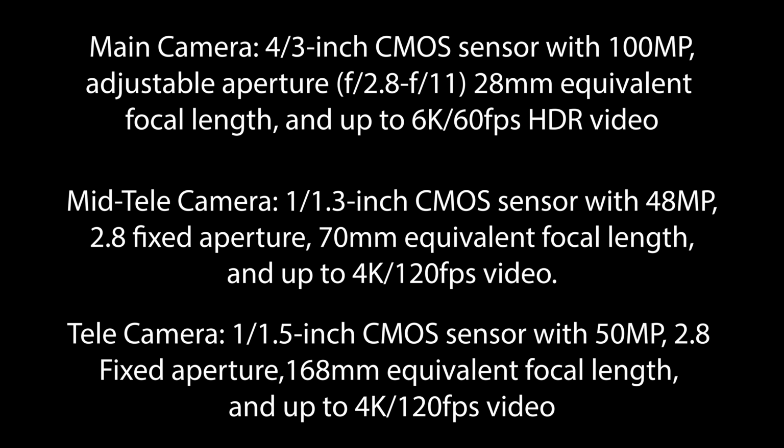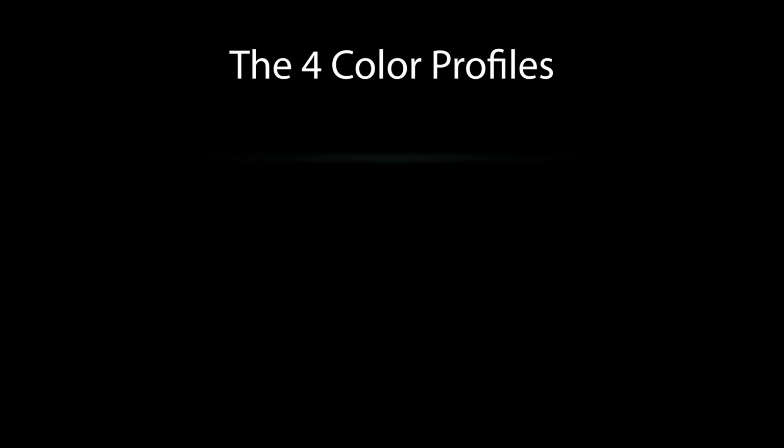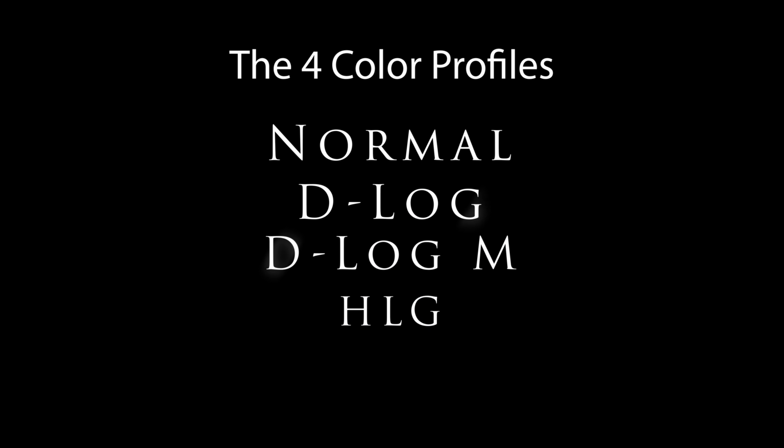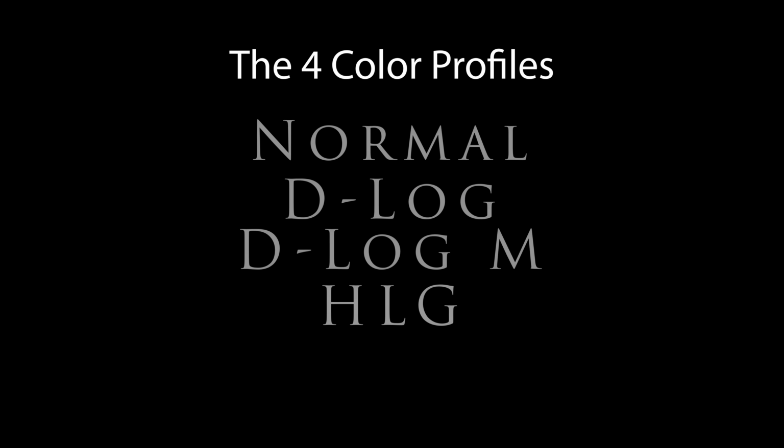Something else you might not know is that although the main 28mm lens can shoot in 6K, the 70 and the 168mm lenses can only shoot in 4K. The Mavic 4 Pro can shoot in 4 different color profiles: normal, D-Log, D-Log-M, and HLG.